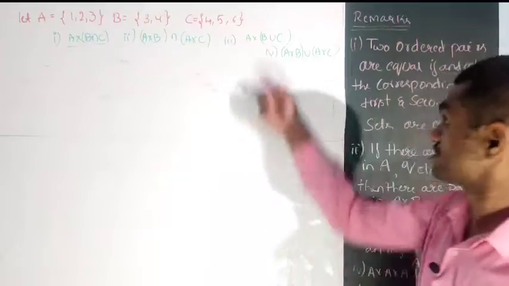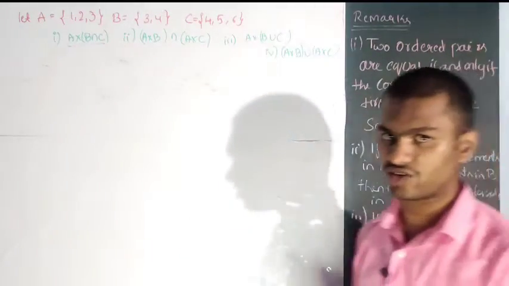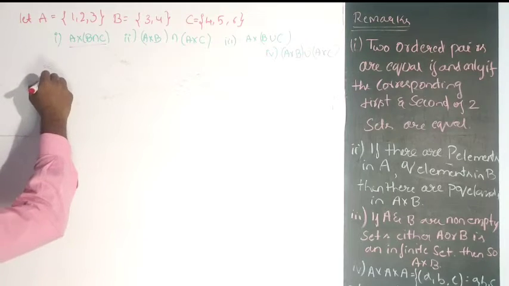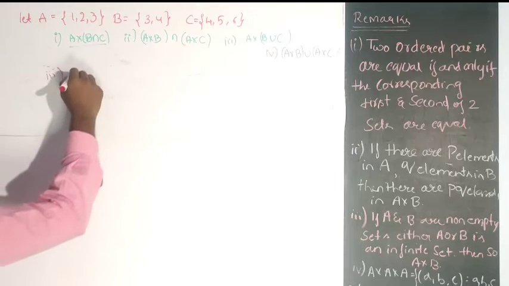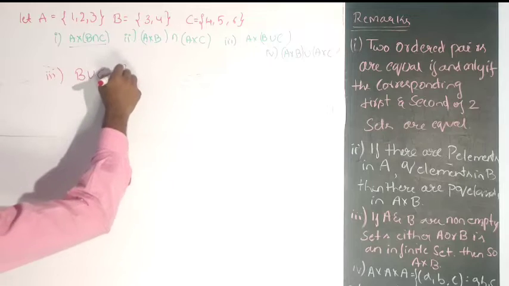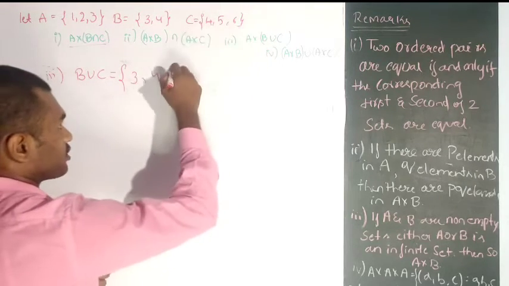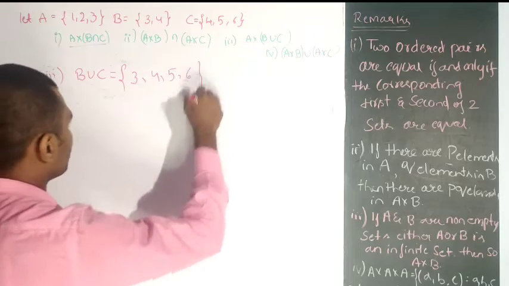Next, the third question says A cross B union C. First we need to find B union C. So what are the elements of B union C? Elements of B are 3 comma 4. 4 is repeated, so I will write it one time. 5 comma 6 are the elements of C.